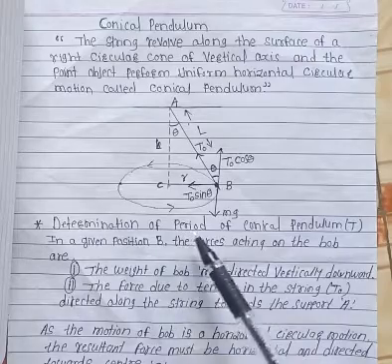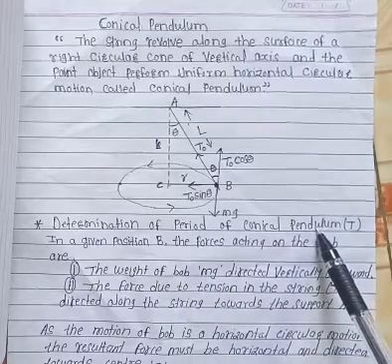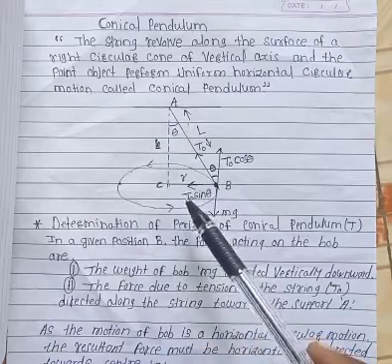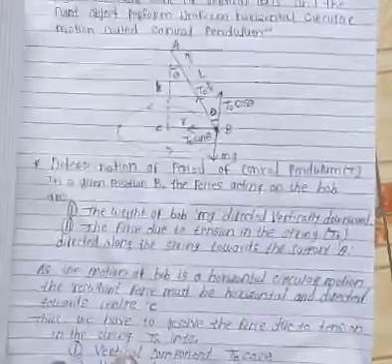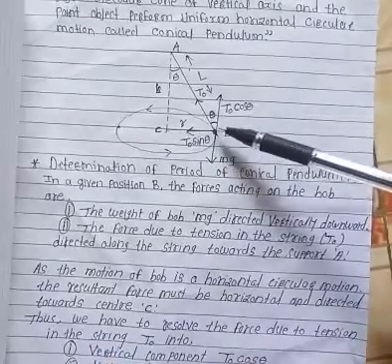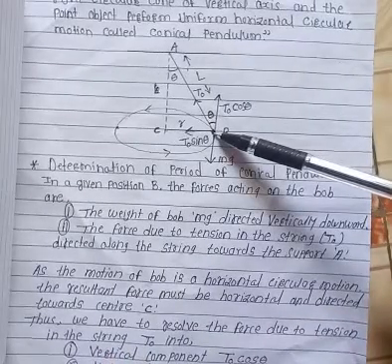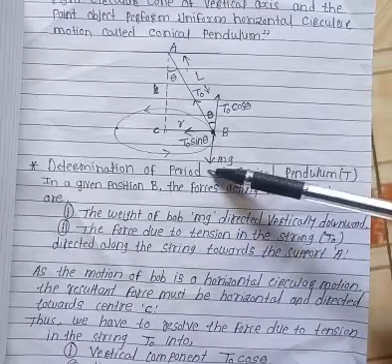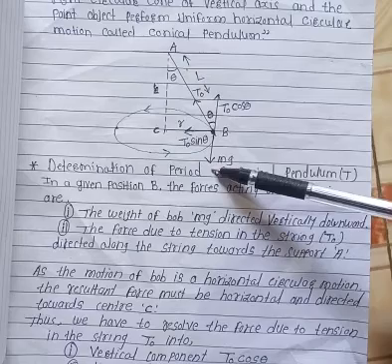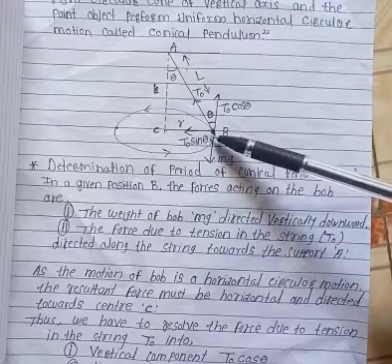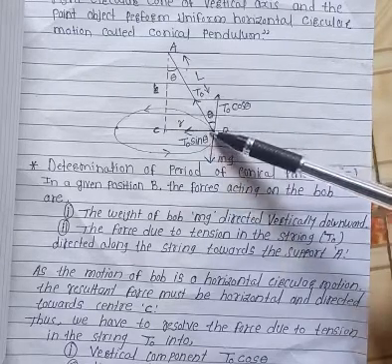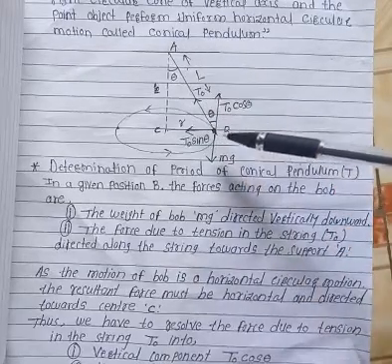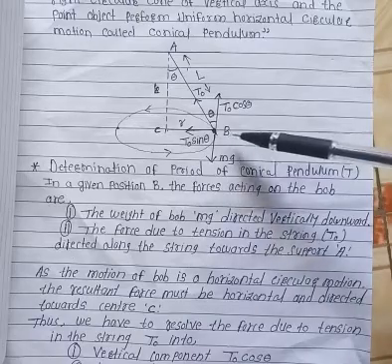Now, to determine the period of a conical pendulum, that means the time taken by the bob to complete its one revolution. In a given position B, when the bob is at position B, there are two forces acting on the bob. First, the weight of the bob mg directed vertically downward, and the force due to tension in the string T0 along the string toward the rigid support. These are the two forces acting on the bob when it is at position B.